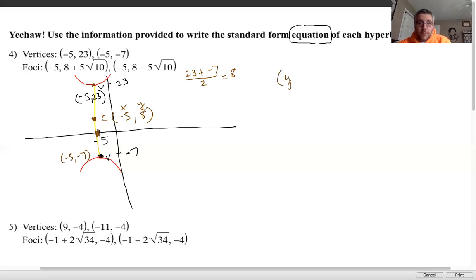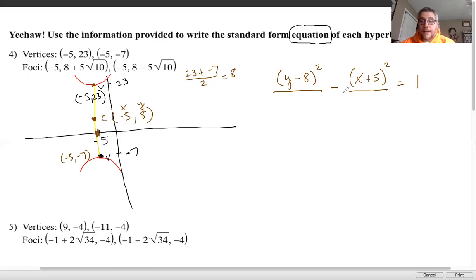The y coordinate was 8, so a -8 goes into the parenthesis squared over a denominator, that's going to be a squared when we get to it, minus the x parenthesis, that was x. The opposite of this -5 is +5 squared. It has to equal 1, and then I need my b squared denominator here. So now, how can we work on the denominator so we can finish this one up?